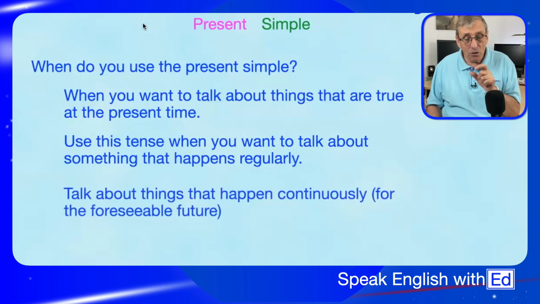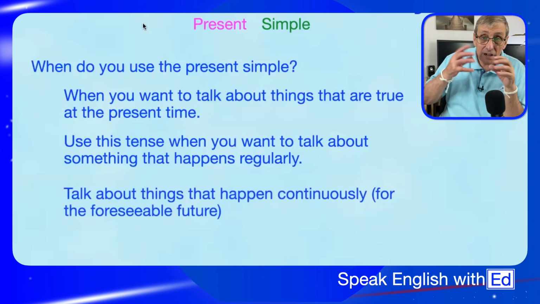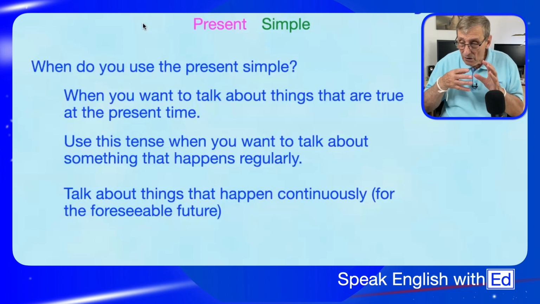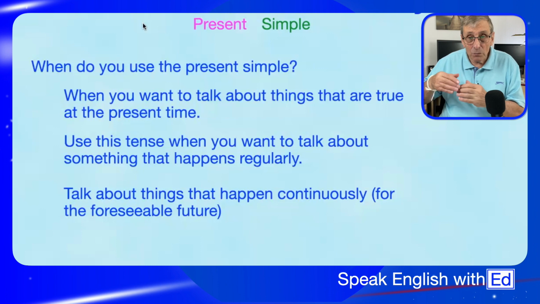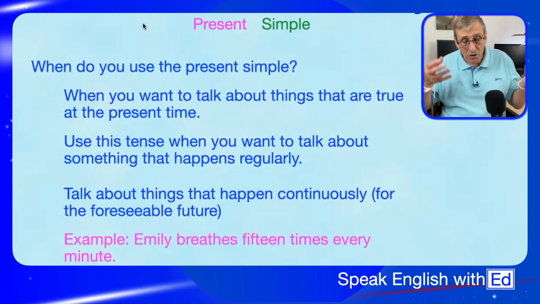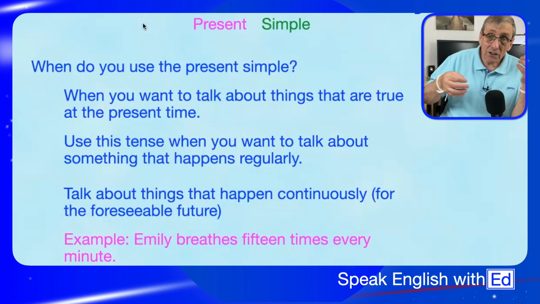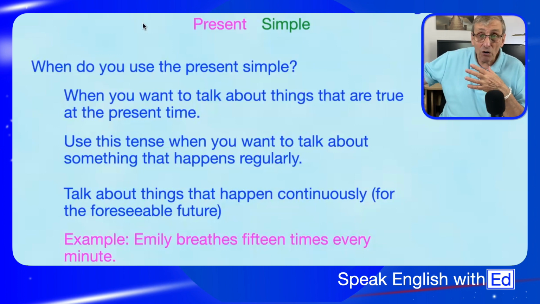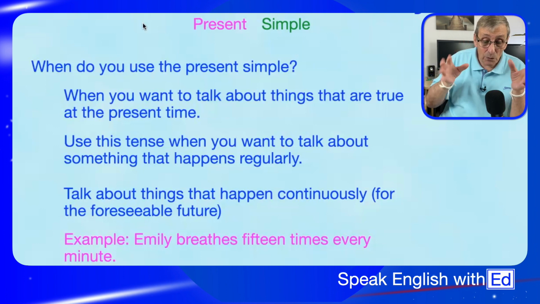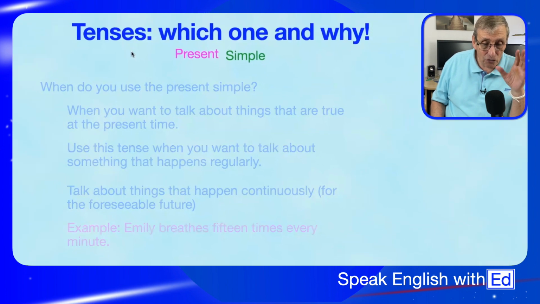Now we can also talk about things that happen continuously. Now this is similar. You could say that eating breakfast every day, we do it continuously, but I'm more or less thinking Emily breathes 15 times every minute. I don't know. It's something that is happening continuously. It's going to happen all her life. It won't stop until her life stops. She will breathe continuously.